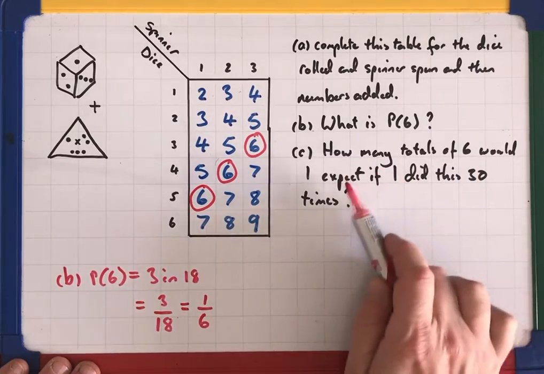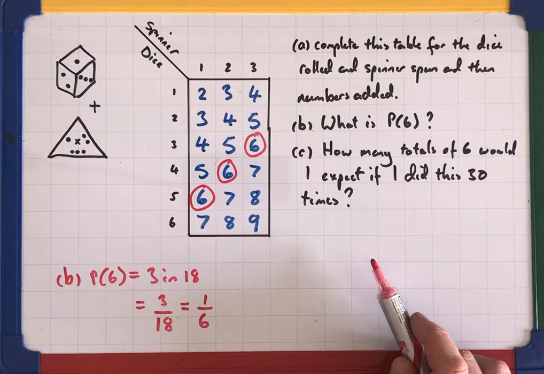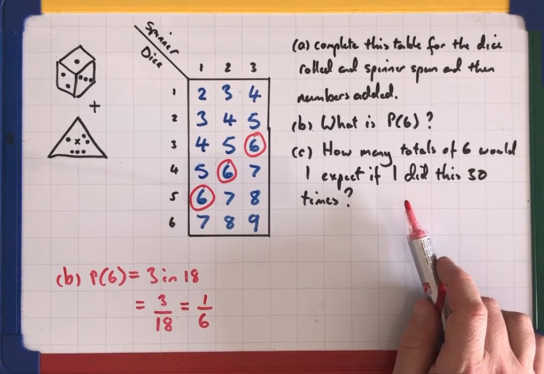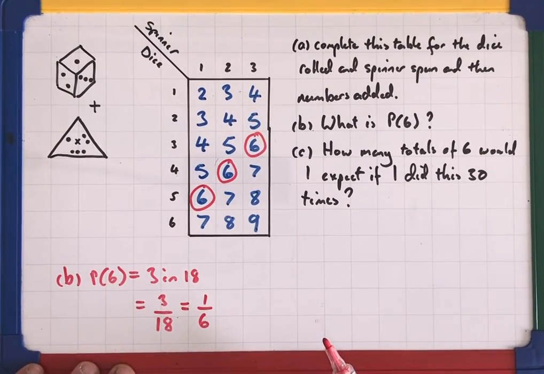Now the next bit is the expected number. It's the number we're most likely to get. It doesn't necessarily mean the number we will get, but it's the most likely one. So they've asked us, if we did this 30 times, how many 6s would I expect to get?